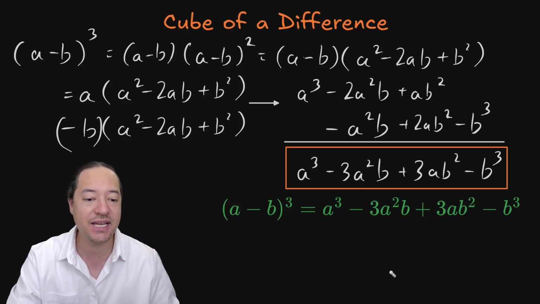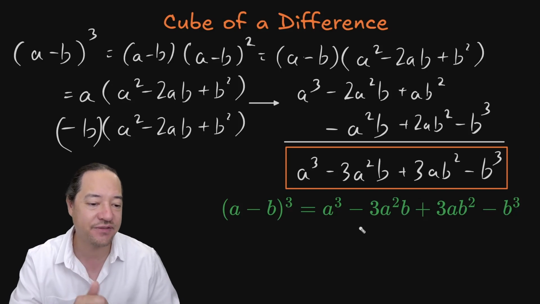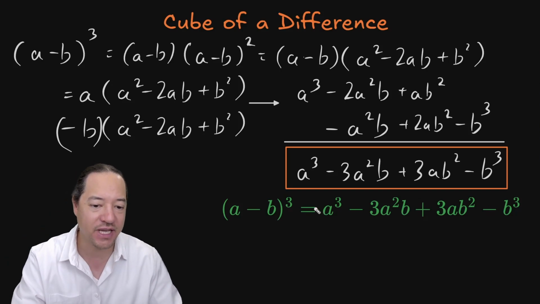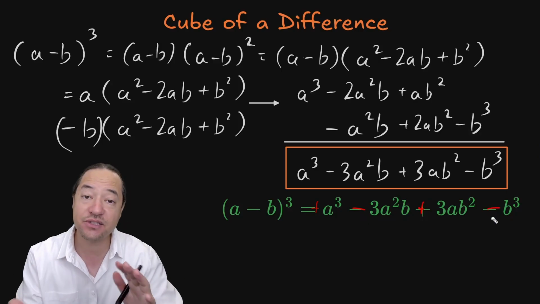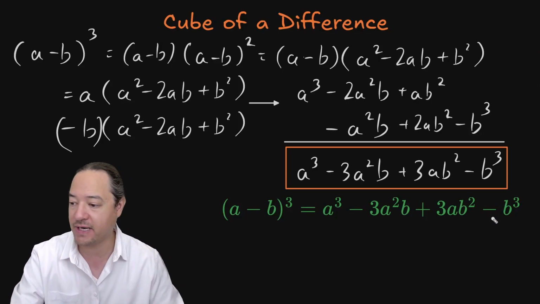The only change is these used to be positive signs, right? The cube of a sum, everything was positive here, but for a difference, you get a negative sign, and it kind of alternates, right? We get a positive here, then a negative. A positive here, then a negative, okay? And so that's what we are actually going to expect to happen when you have this kind of difference, right?